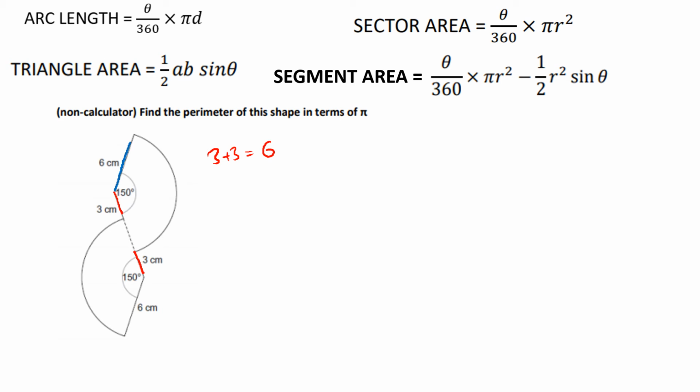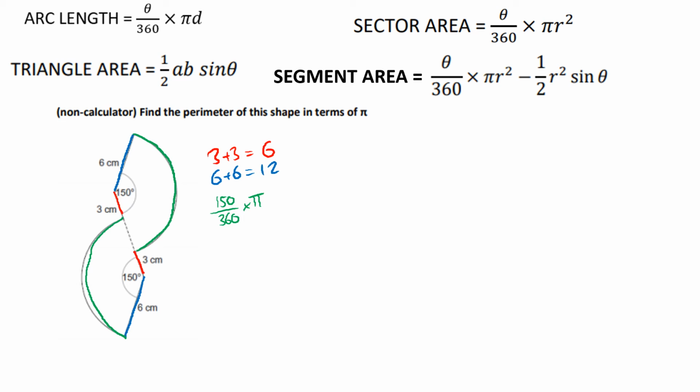Secondly, you have the longer 6 centimeter sides, so I can go 6 plus 6 is equal to 12. So we're up to 18 so far. And lastly, you've got the two arc lengths, so we want to use the formula for arc length, theta over 360 times pi d. So let's do one of those.